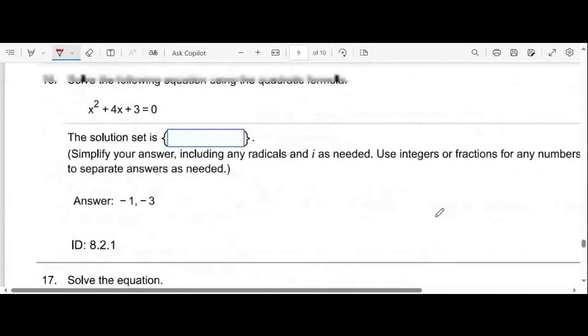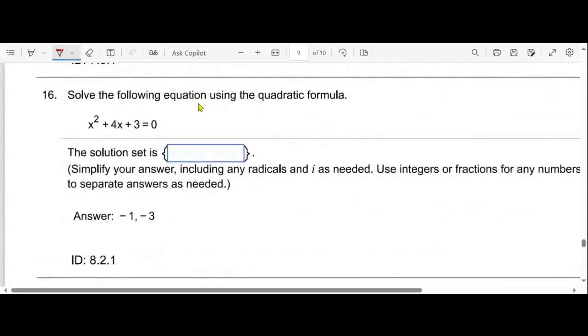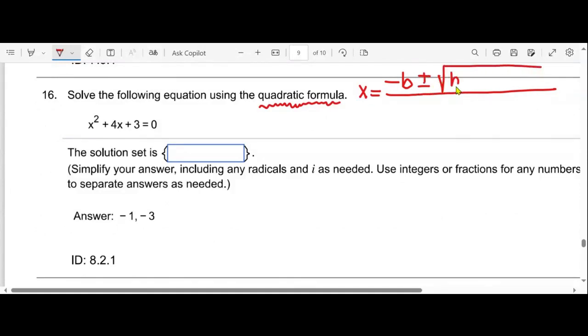Read, Muhammad, number 16. Solve the following equation using the quadratic formula: x squared plus 4x plus 3 equals 0. What is the quadratic formula? If I'm not mistaken, it's negative b plus or minus the square root of what? B squared minus 4ac, all over 2a.